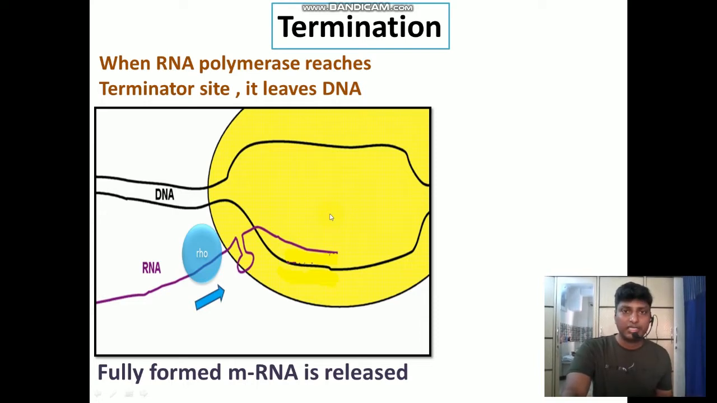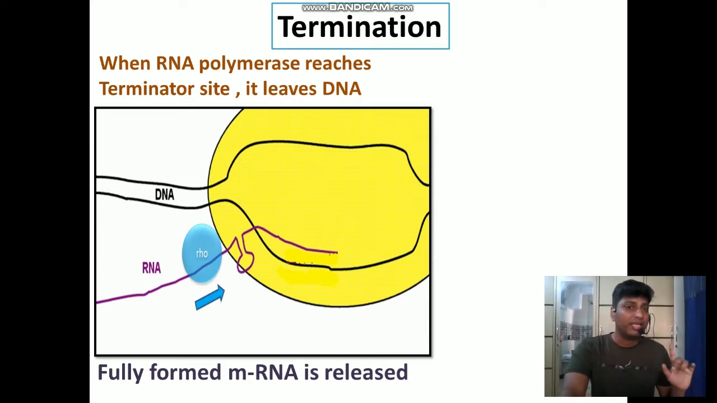So there are terminator sites in case of bacteria, there are terminator sites in case of plants, animals. So as soon as the RNA polymerase enzyme reaches the terminator site, what will happen? This RNA which has been formed, dear students, is going to get released. RNA is going to get released in the nucleus of the eukaryotic cell.